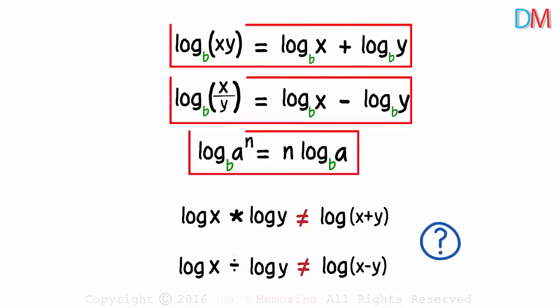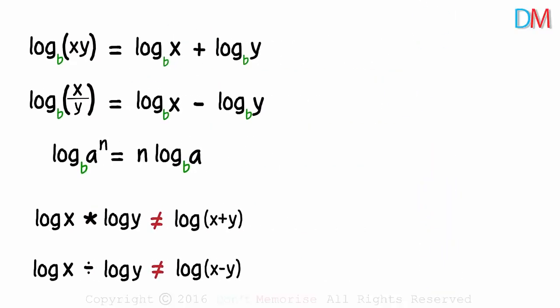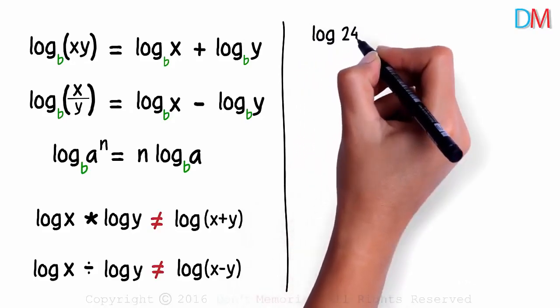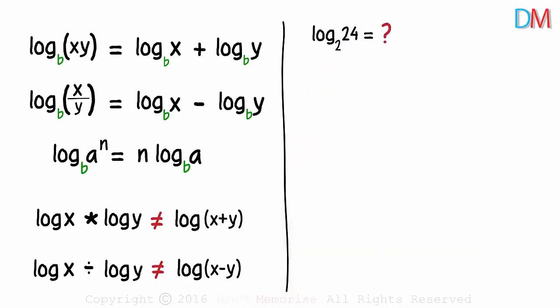Now, where do these rules help us? Let's look at an example. We have been asked to find the log of 24 to the base 2. Now, most calculators provide the answers for log to the base 10 and the natural log. So, assume that we need to find this value without the calculator.